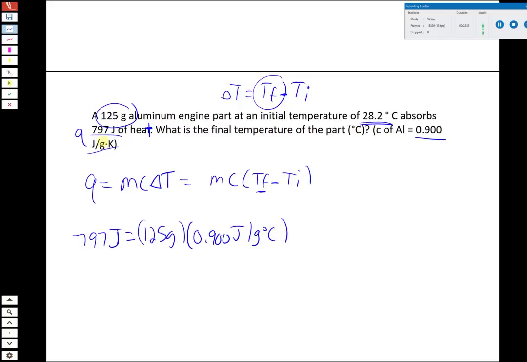Remember, gram degrees Celsius or grams K are the same thing. And then we're going to do final minus initial. So temperature final is our unknown. Our initial temperature is 28.2 Celsius. Whenever we're dealing with a difference of temperatures, we can use Kelvin or Celsius because the difference between them will be the same. So we have some algebra to do here, so let me work it out real quick.